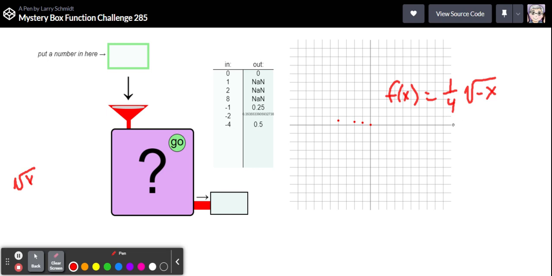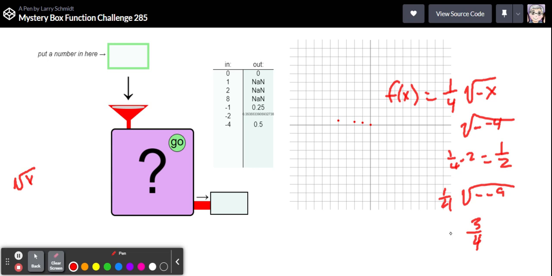Let's put in the -4. So a -4 square root, that's 2 times 1/4 is 1/2, and that's what we get. So what should I get if we put in a -9? That would be a -9, take the square root, times 1/4. Well, this is all going to be 3. So 3 times 1/4 should be 3/4. So if I put in the -9, we should get 3/4.